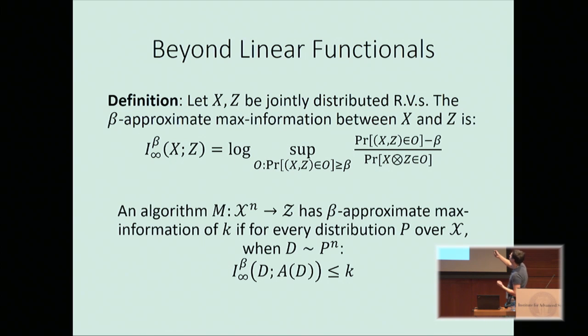Okay, so that's a definition for a pair of random variables, but we can say also that an algorithm, which maps data sets to outcomes, has beta approximate max information bounded by k, if no matter what the distribution is over the data universe, when we feed the algorithm a data set that consists of n records drawn independently from that distribution, then the beta approximate max information between the random variable representing the data set and the random variable representing the choice of analysis chosen by the algorithm, which is a function of the data set, is at most k.